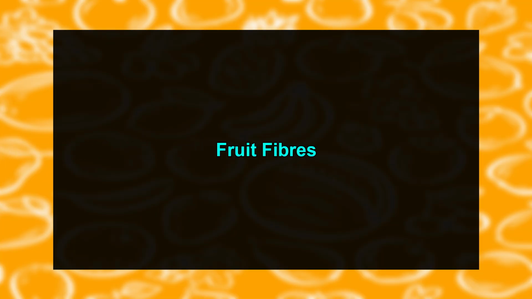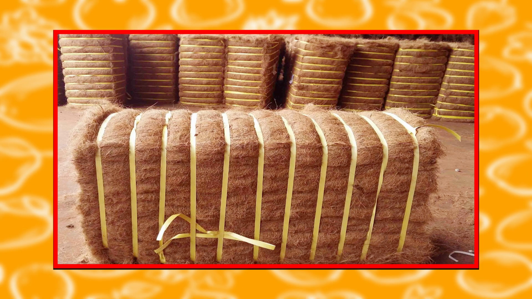Now, let us talk about fruit fibers. Fruit fibers are obtained from the husks of certain fruits, such as coconut fiber. Coir, for example, is obtained from the husks of coconuts and is often used in the production of mats, brushes, and rope.